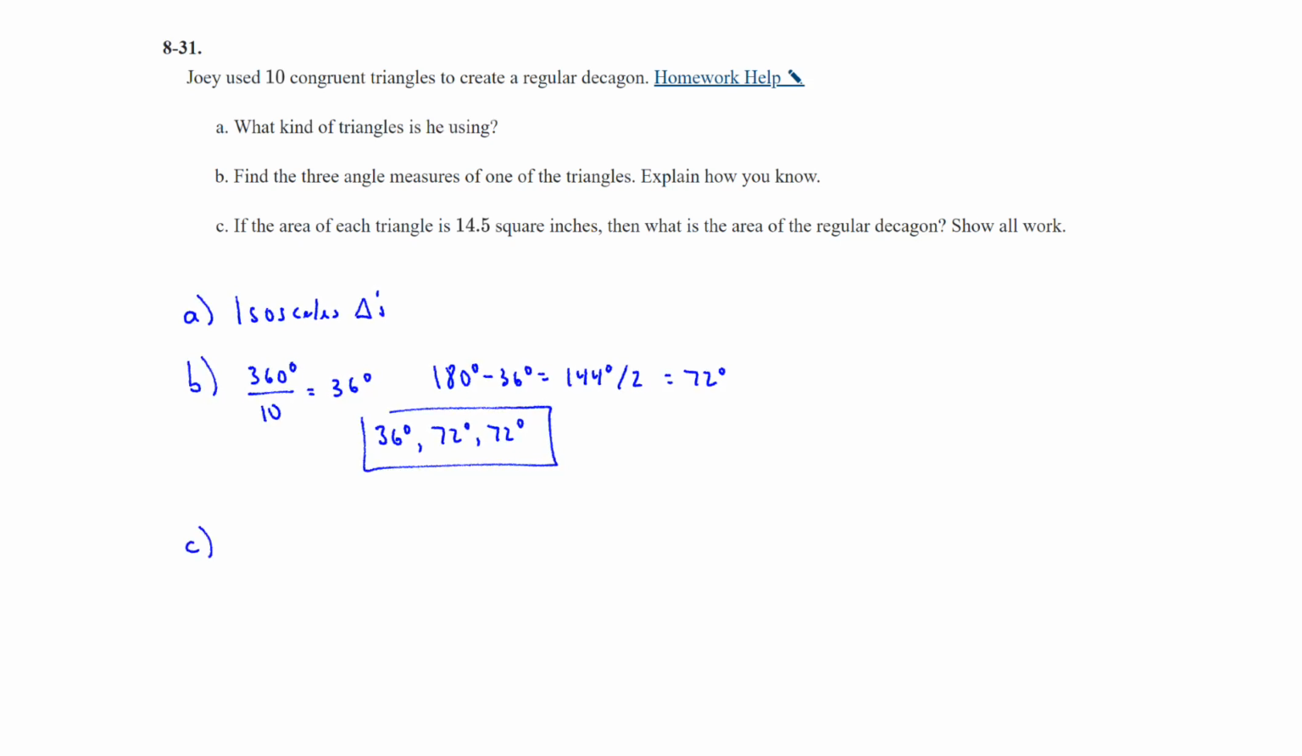Part C, if the area of each triangle is 14.5 square inches, then what is the area of the regular decagon? Show all the work. So if the area of each triangle is 14.5, then the area of the decagon, if there's 10 triangles, then we should be able to take 14.5, which is the area of one, times 10, and get 145 square inches for the area of the decagon. And that answers all those questions.